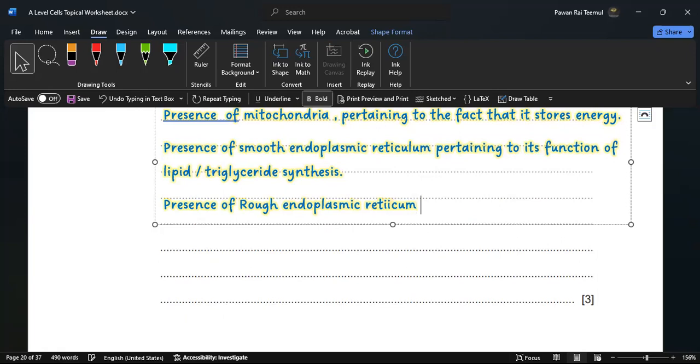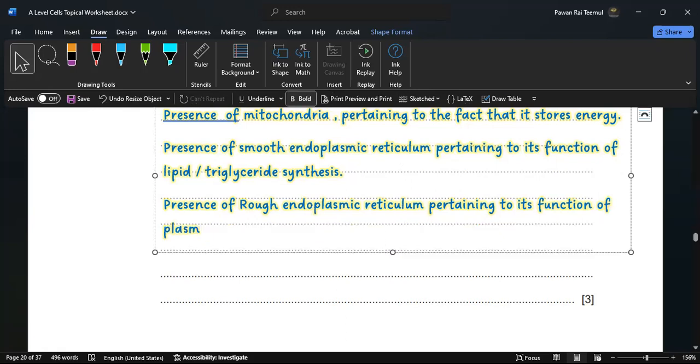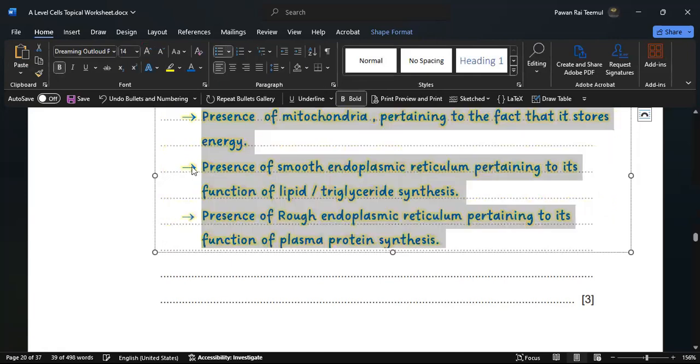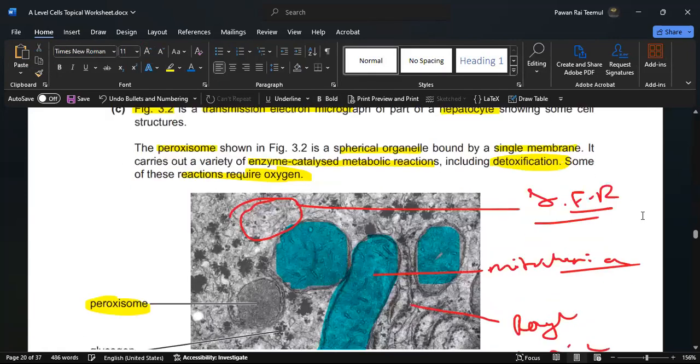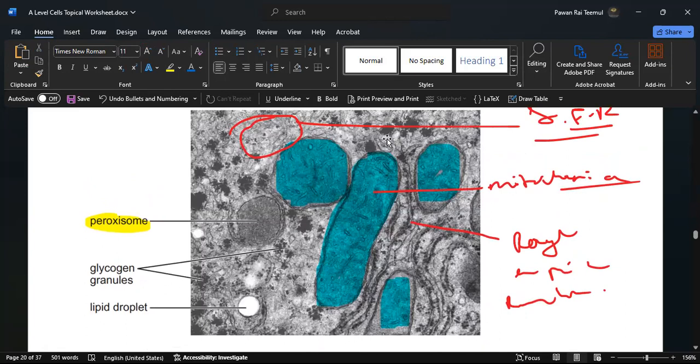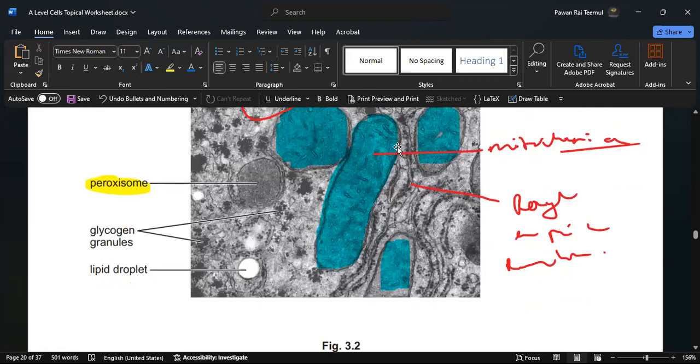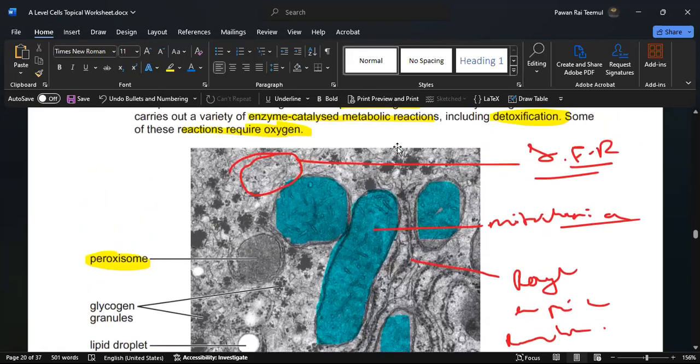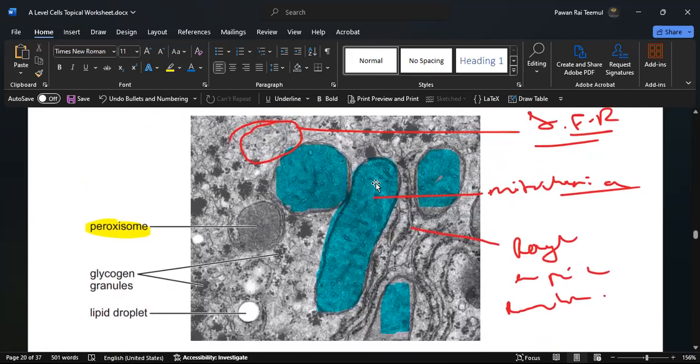reticulum pertaining to its function of plasma protein synthesis. Also quite some points around here. Anything else we can notice? Not really, not exactly. Those black structures seem to be, well, can't quite say, it's a bit difficult to say.